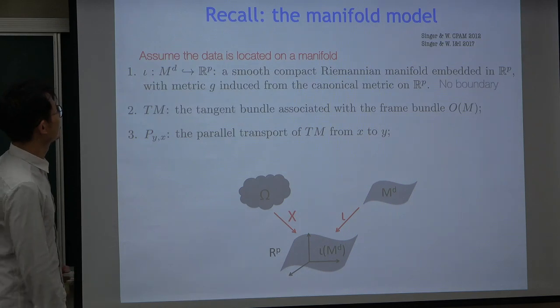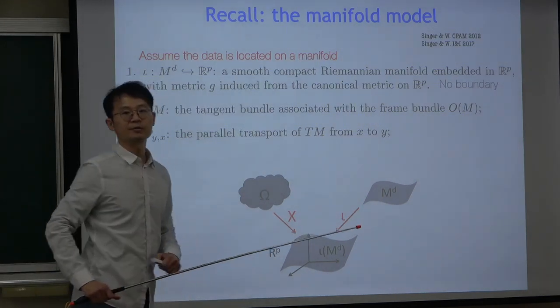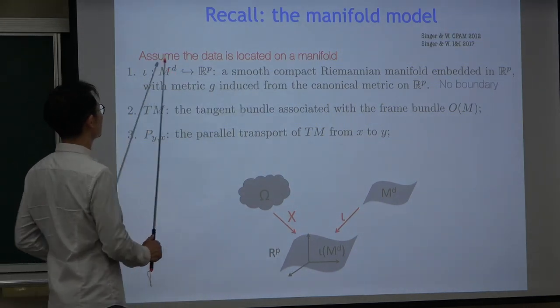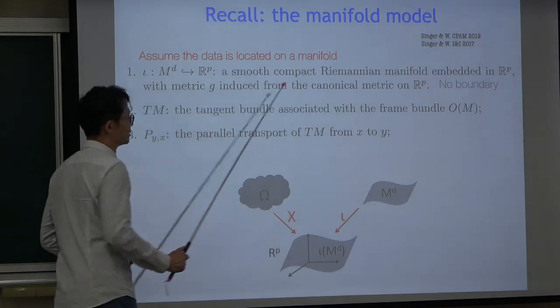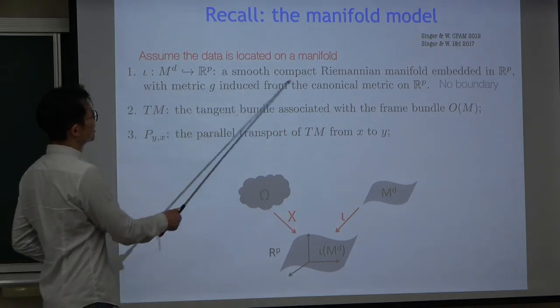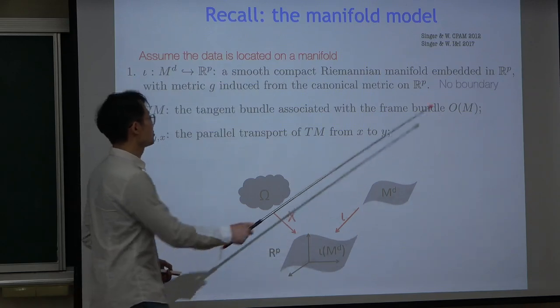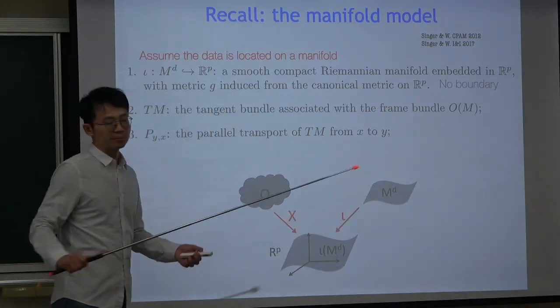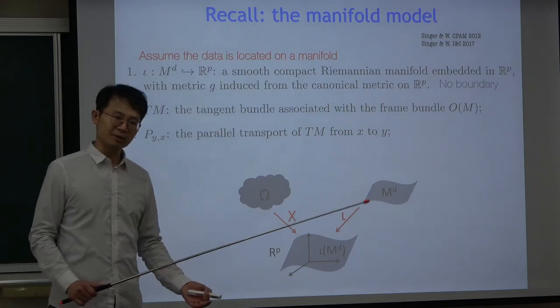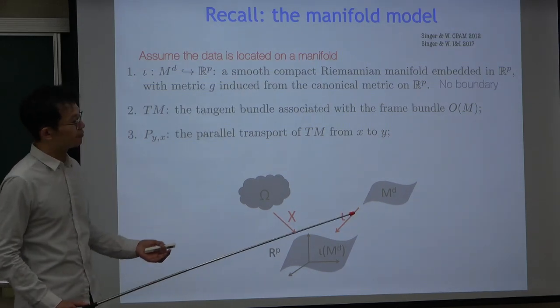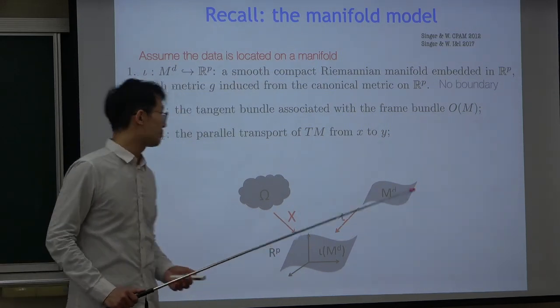So let's recall the manifold model and what we can do so far. Assume the data, the point cloud, is located on a manifold, and the manifold is smooth, compact, everything is good, and we assume there is no boundary. When there is a boundary, we can do something similar, but it's just more complicated. You can find the results in the literature, in the paper.